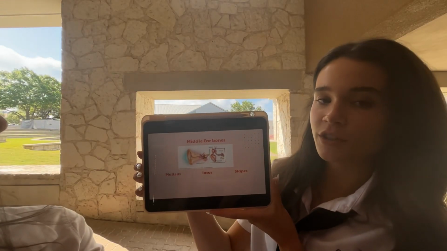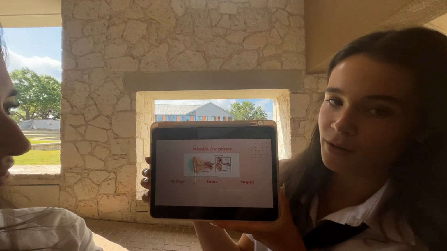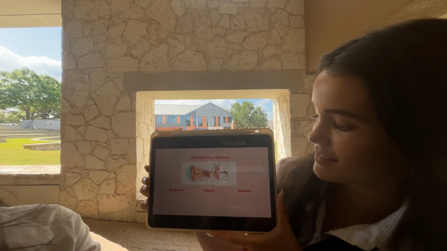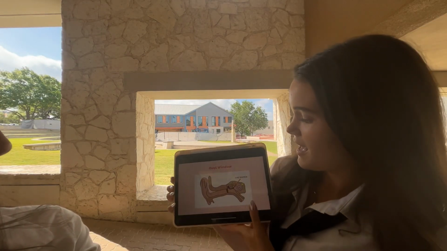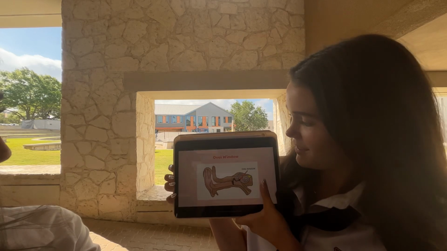This is the closer view of the ossicles, which are the middle ear bones. You have the malleus, the incus, and the stapes. And this is the oval window.